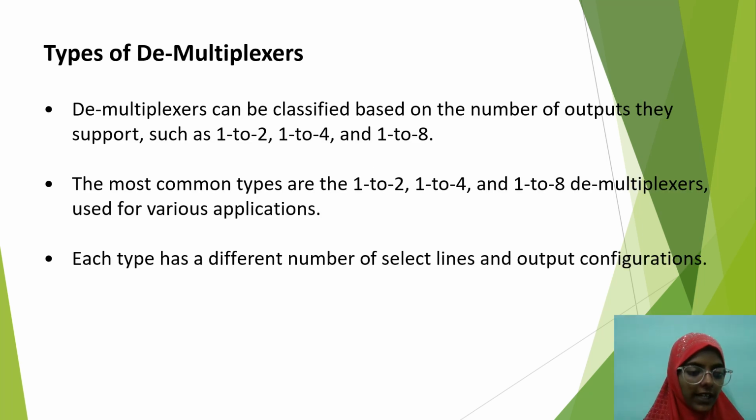Types of demultiplexer. Demultiplexers can be classified into three types. They are 1:2, 1:4 and 1:8. These are classified based on the number of outputs they support. The most common types are the 1:2, 1:4 and 1:8 demultiplexers used for various applications. Each type has a different number of select lines and output configuration.